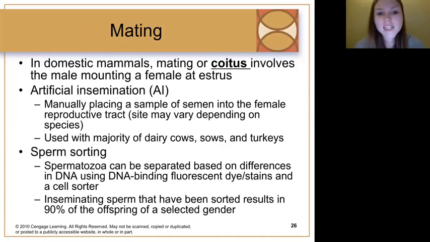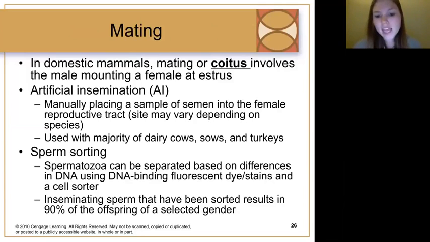So mating in domestic mammals, or the scientific term coitus, involves the male mounting a female at estrus. It could be artificial insemination, which we've mentioned. Artificial insemination is when the semen is manually placed into the female reproductive tract. The actual site of where this happens depends on the species. So depending on whether you're inseminating a cow or a pig, that semen may be inseminated in different places.